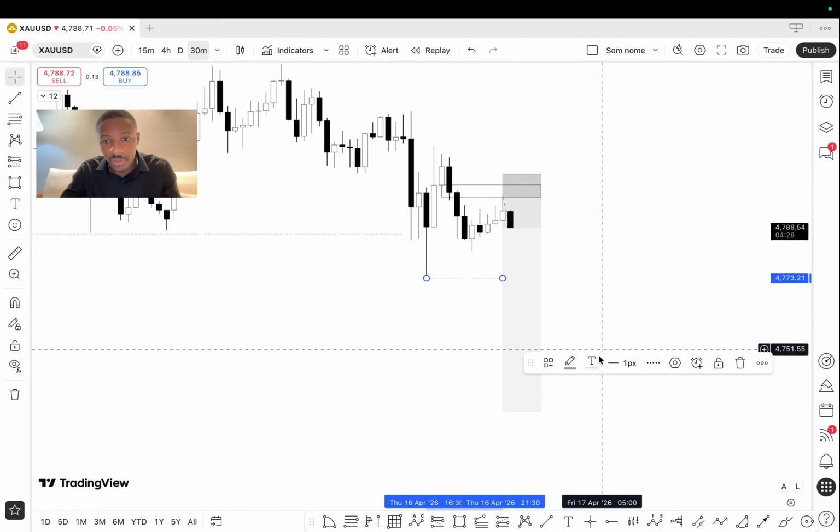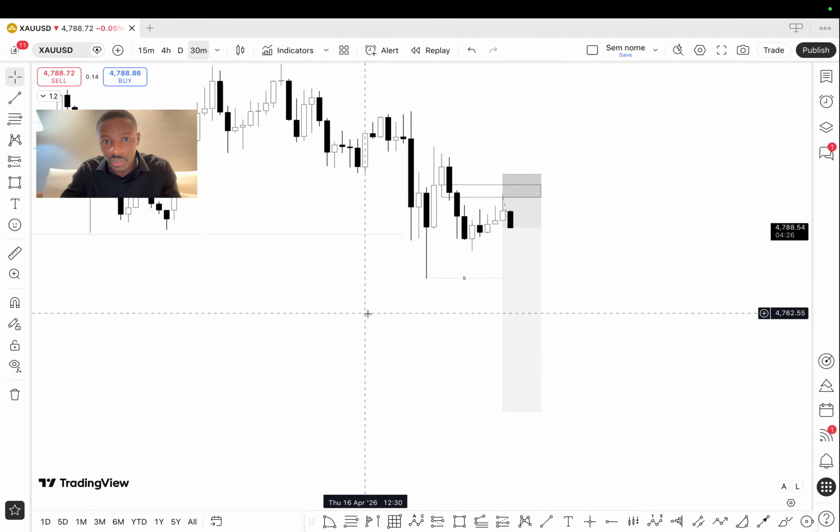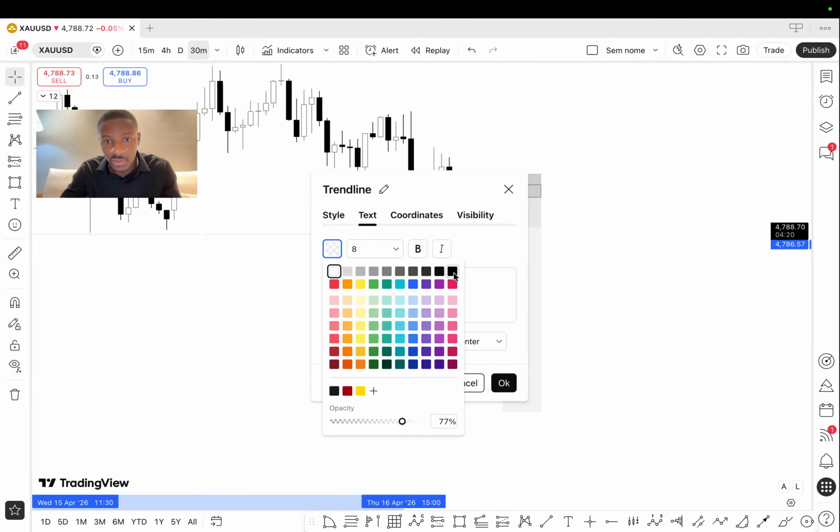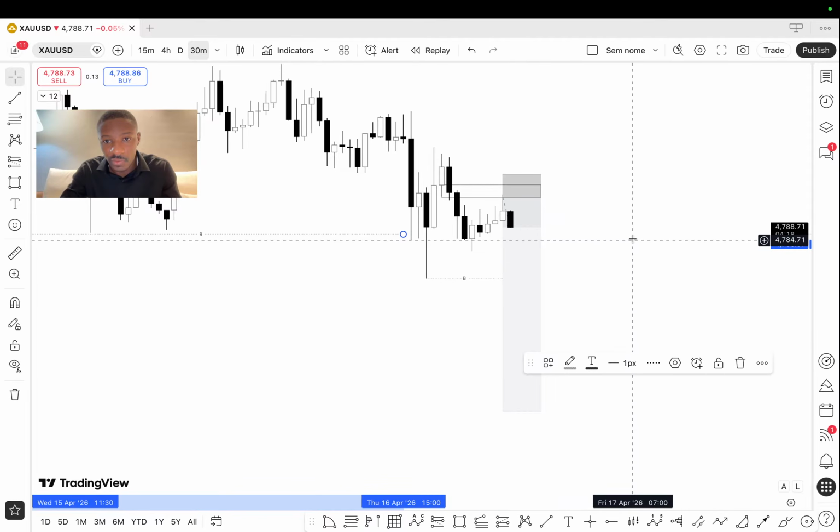Let me just make sure that the text is also black so that it's visible enough for all of us. This should be black as well. Okay, so text is black.